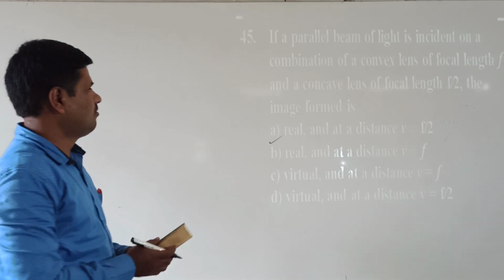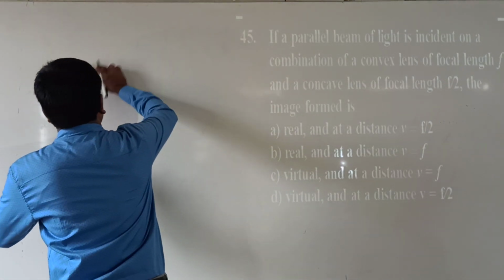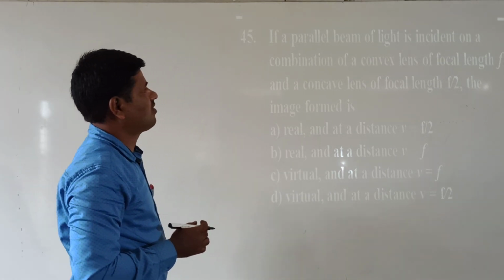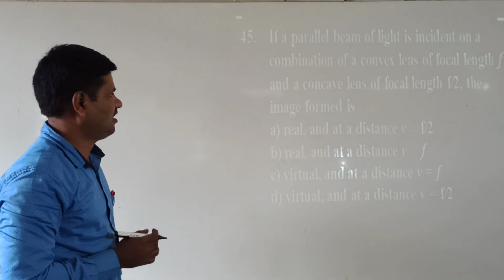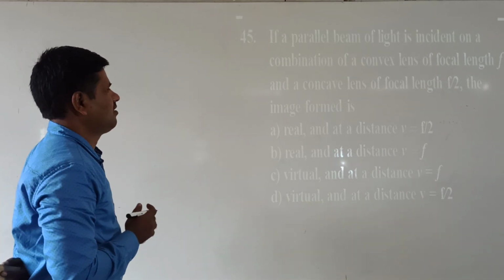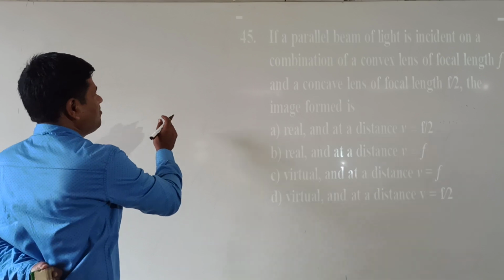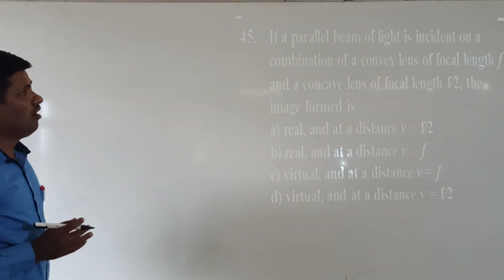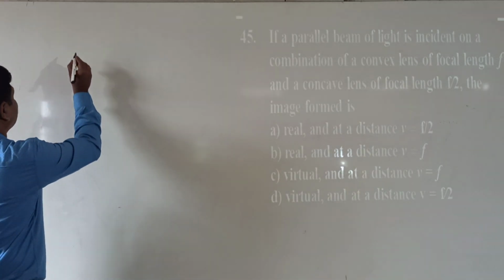Next, question number 45. Listen here. A parallel beam of light is incident on a combination of a convex lens of focal length f and a concave lens of focal length f by 2. Where the image is formed is what this question asks. Now listen here: the combination of the two lenses.